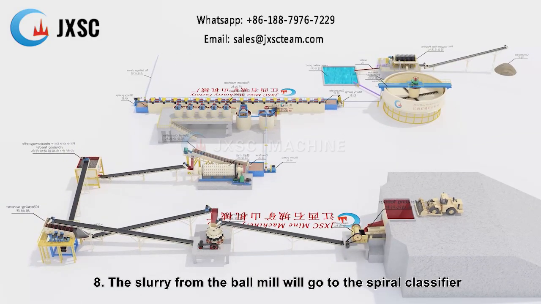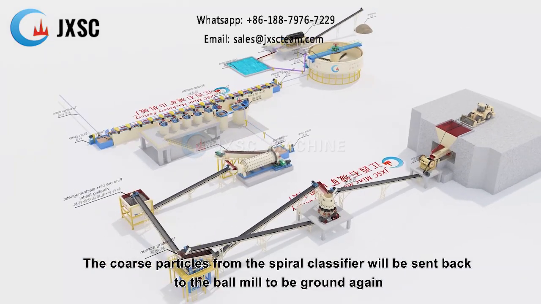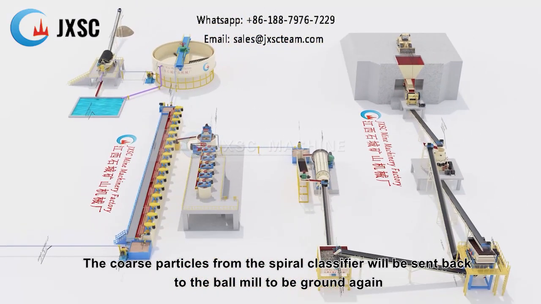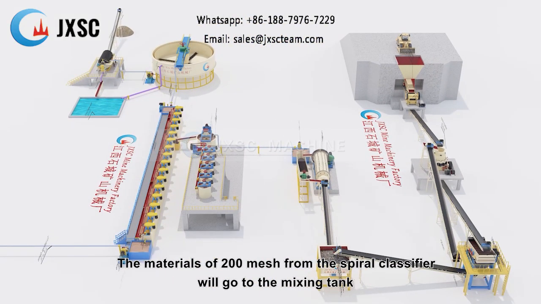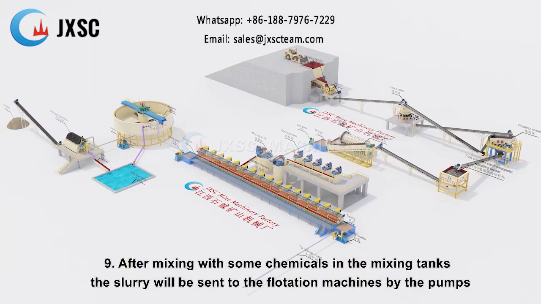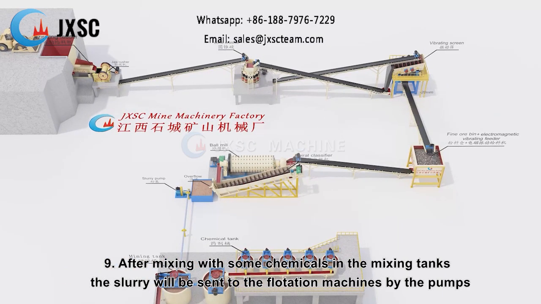8. The slurry from the ball mill will go to the spiral classifier. The coarse particles from the spiral classifier will be sent back to the ball mill to be ground again. The materials of 200 mesh from the spiral classifier will go to the mixing tank. 9. After mixing with some chemicals in the mixing tanks, the slurry will be sent to the flotation machines by the pumps.